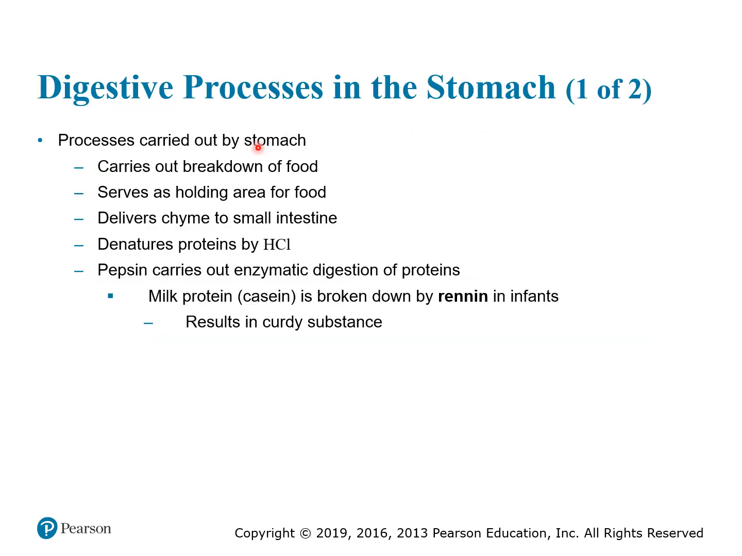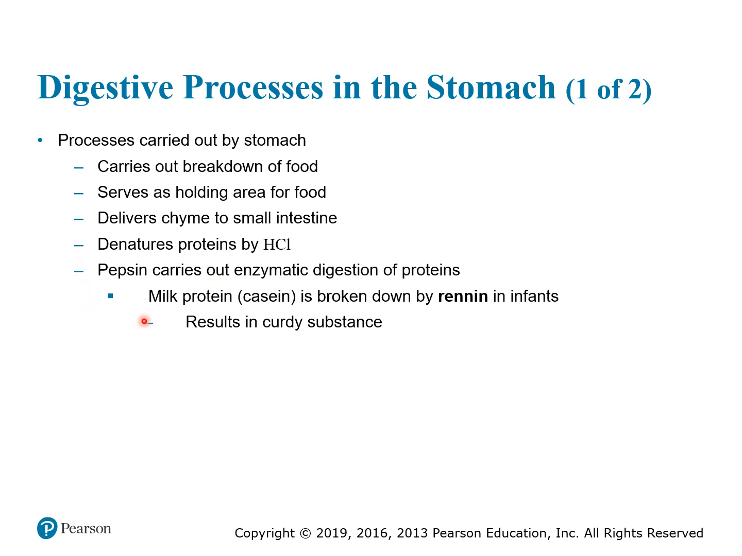Now let's see the digestive process in the stomach. The stomach carries out the breakdown of the food by its different types of movement, the churning and the peristalsis movements, present in a more complicated form in the stomach. It also serves as the holding area for the food, and it delivers chyme to the small intestine. It denatures proteins by the hydrochloric acid and pepsin, and it carries out the enzymatic digestion of the proteins.